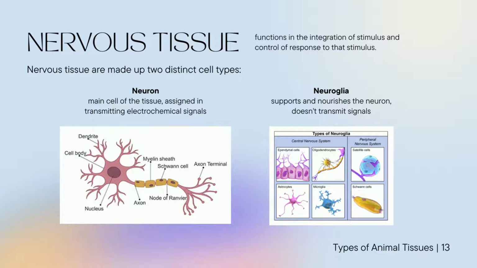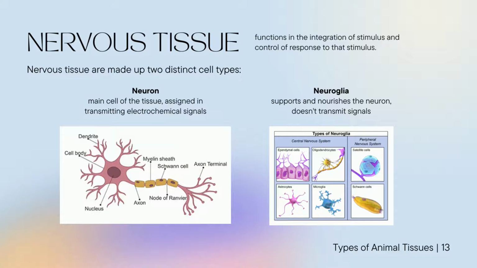So the neuron has basic parts: the dendrite, cell body, and axon terminal. So the dendrite receives the signal from other neurons, and then the electrochemical signal will then travel into the cell body. So the cell body contains the nucleus and other organelles. And then the signal will then travel to the axon. And the axon usually is covered by an insulation called the myelin sheath. After that, the electrochemical signal will then be transferred to the axon terminal, which delivers the information to the dendrites of other neurons.